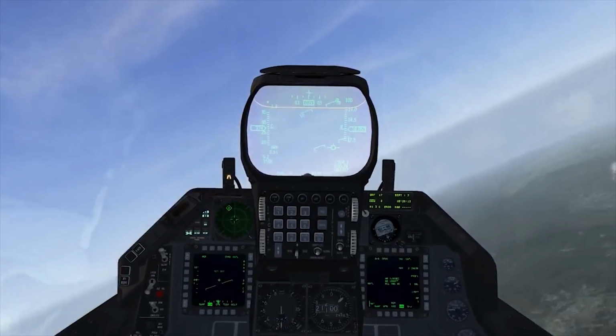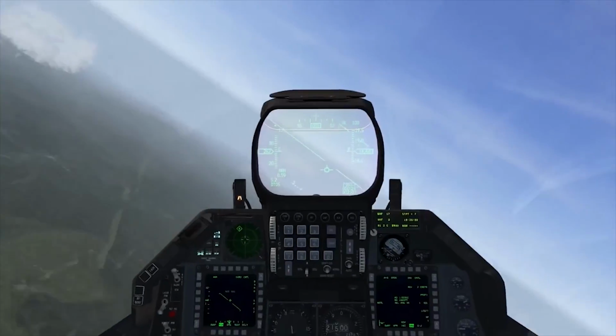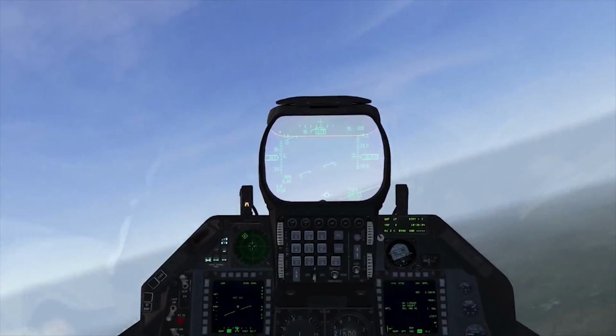Like here, I'm noting some armored columns to my left 9 o'clock low. I'm visually getting a tally on them. If I were to run them with CCIP here, I might overshoot the target. I might get too low. I want to stay above 10,000 ATL at all times to avoid MANPADs and AAA.